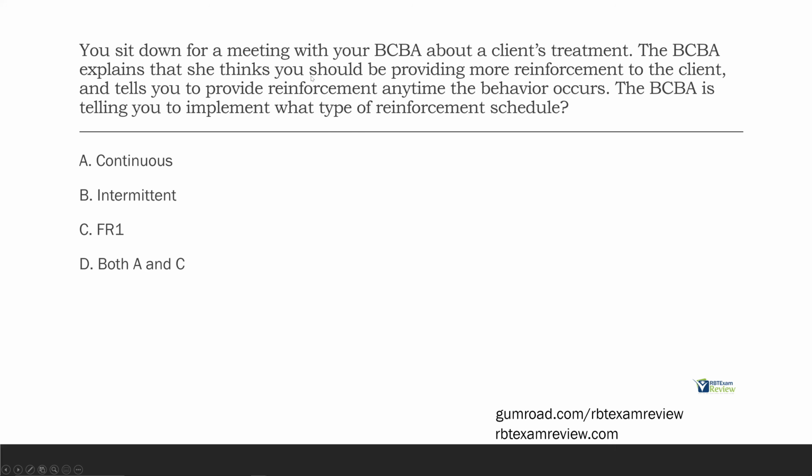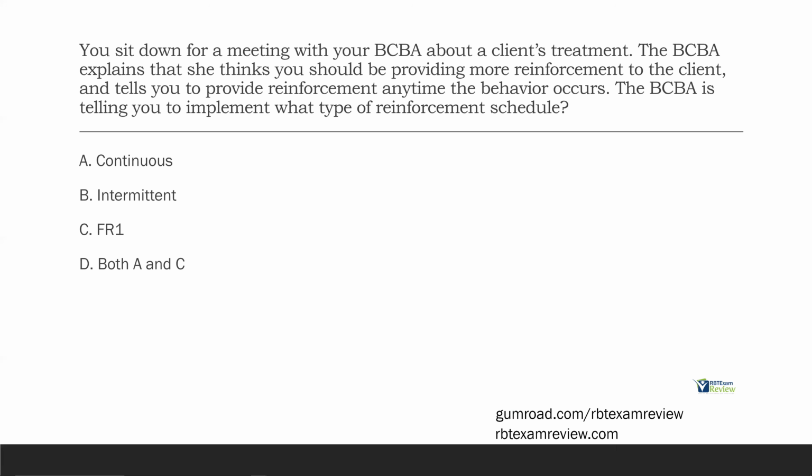The BCBA wants you to provide more reinforcement, okay? So in the back of your mind, you should be thinking, okay, we're thickening the schedule, right? We're providing more reinforcement, and tells you to provide reinforcement anytime the behavior occurs. If we're providing reinforcement anytime the behavior occurs, what are we providing? Well, we're doing an FR1, right? FR1 says whenever that behavior occurs, we reinforce. Another word for FR1 is what?